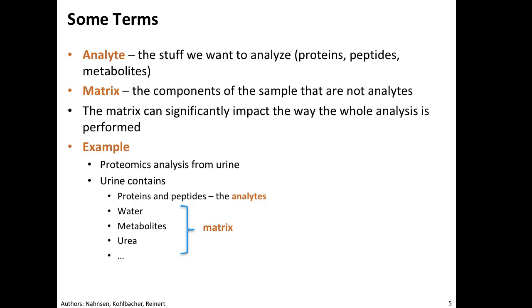And usually you find these analytes not just by themselves, but they're usually in a so-called matrix. And this matrix is everything else that is around. And that can be reasonably complex. And the matrix can significantly impact the way the whole analysis is going. You can imagine that it is easier to determine the concentration of a drug if it's just dissolved in distilled water versus determining the concentration of this in blood.